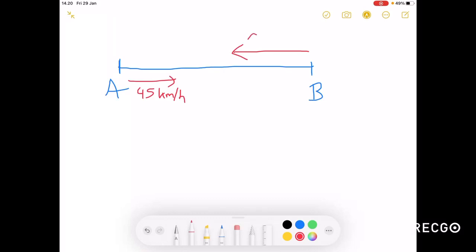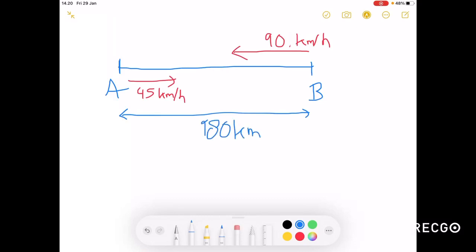It is 45 times 2, so we can just write 45 times 2 kilometers per hour. And you might already think this is 90. So yeah, 90 kilometers per hour. And it's also given that the distance between city A and city B is 180 kilometers. So we need to find the average speed of the car for the entire journey, so from A to B and then back to A.